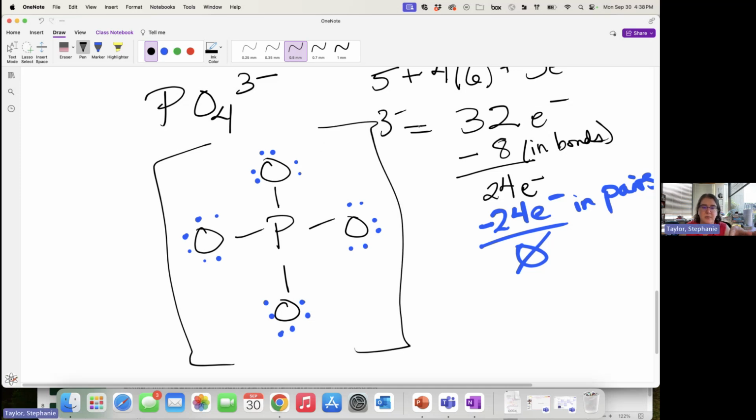So right now, I have a structure that at least has all of my valence electrons in there. So I'm putting brackets on that -3 charge to remind us that the whole thing is an ion. So the whole thing has a charge.